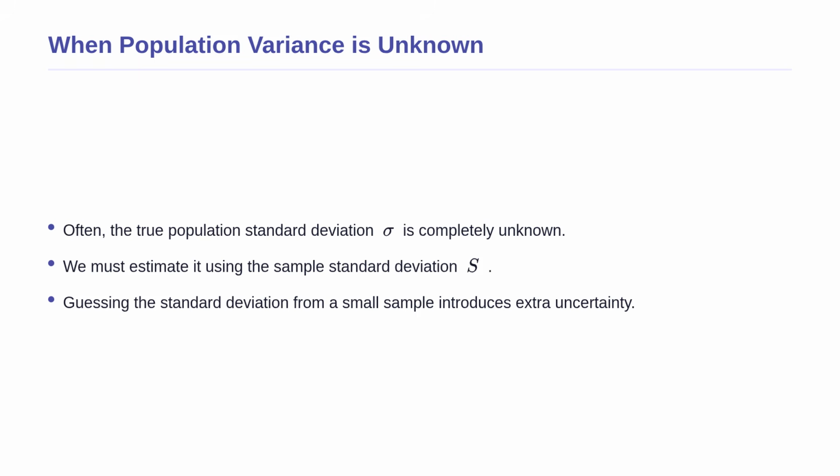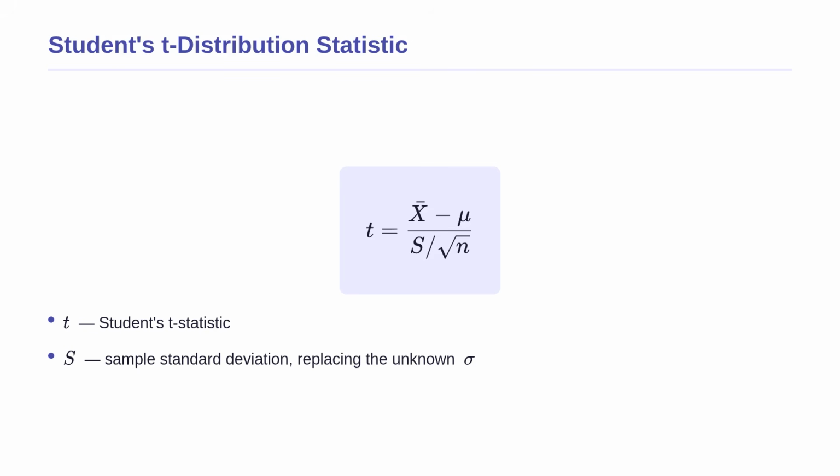from normal populations. To handle this extra uncertainty, the mathematical model shifts from a normal distribution to a student's t-distribution. Conceptually, this formula is almost identical to the Z formula we saw earlier, but with one critical difference. Instead of the known population standard deviation sigma, we substitute it with S, the sample standard deviation.